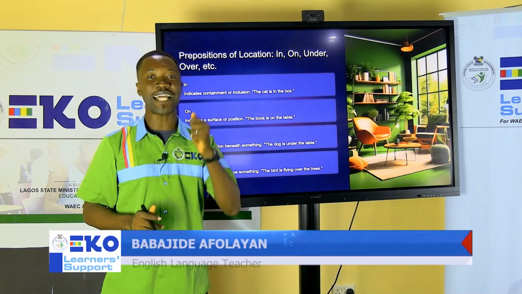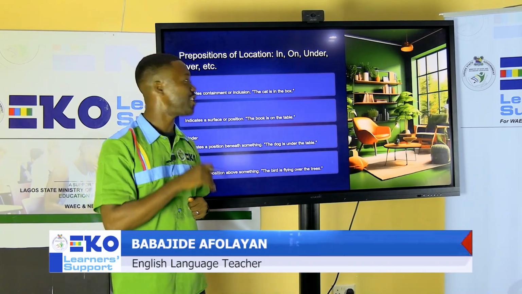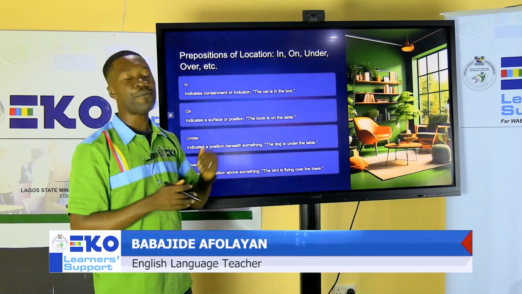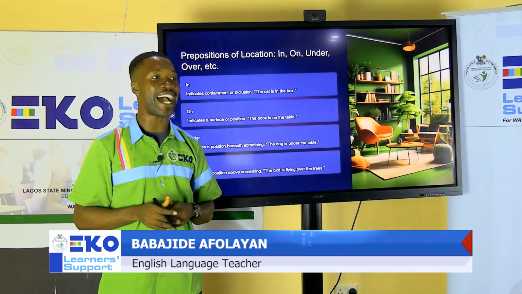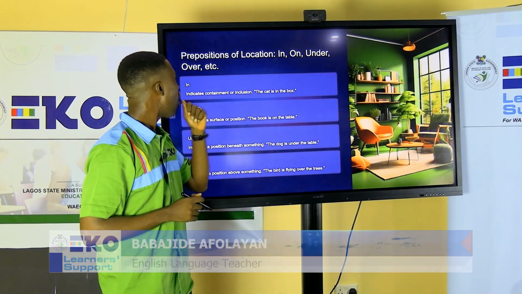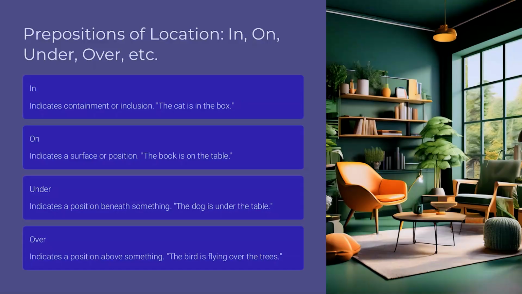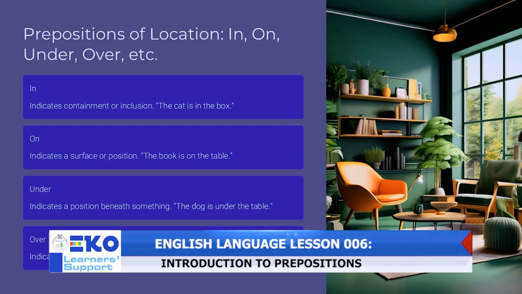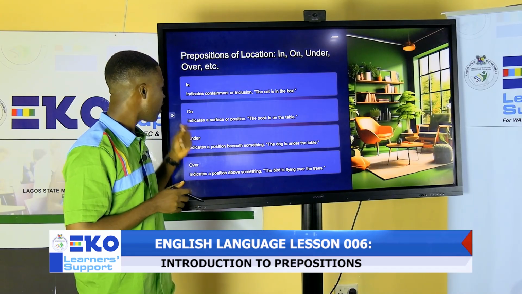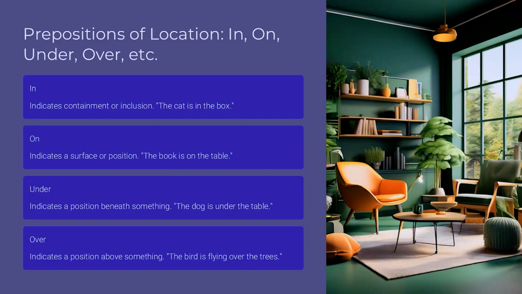Now, let's look at prepositions of location. Examples of prepositions of location are in, on, under, and over. In indicates containment or inclusion. For example, the cat is in the box. On indicates a surface or position. The book is on the table.